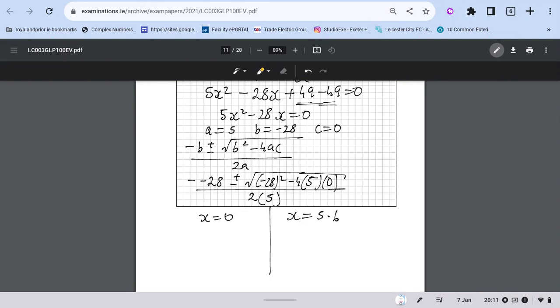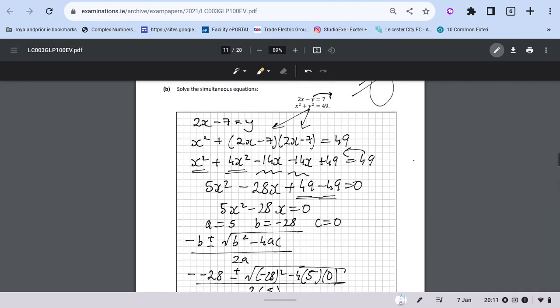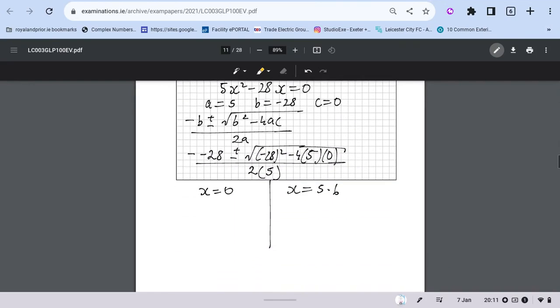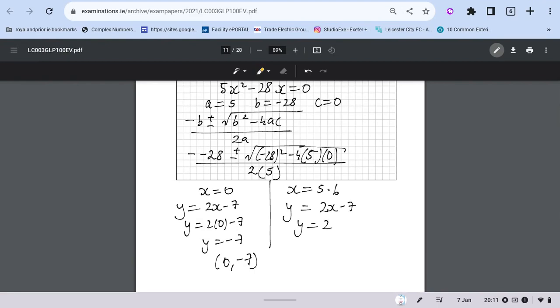Now technically, they're my x's. We want the points. We need an x and a y. So you go back up to the top, and we said y is equal to 2x minus 7. We're going to sub in each of these. Y is equal to minus 7. So that point there is 0, minus 7. And y is equal to, again, 2x minus 7. What's that? 10, 11.2, 4.2. So the point is 5.6 and 4.2.